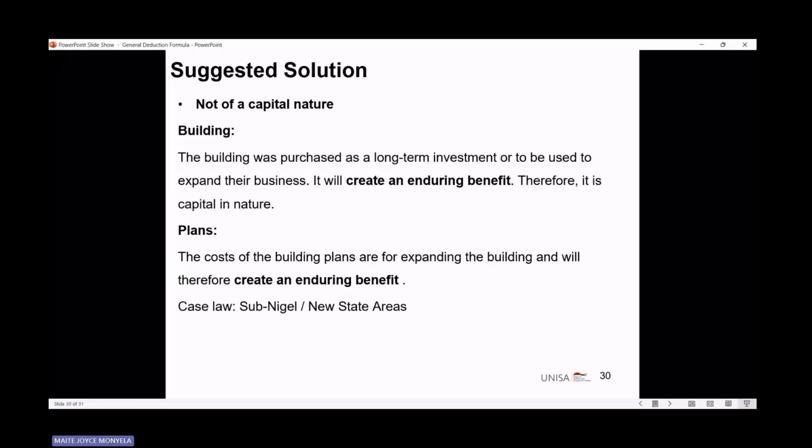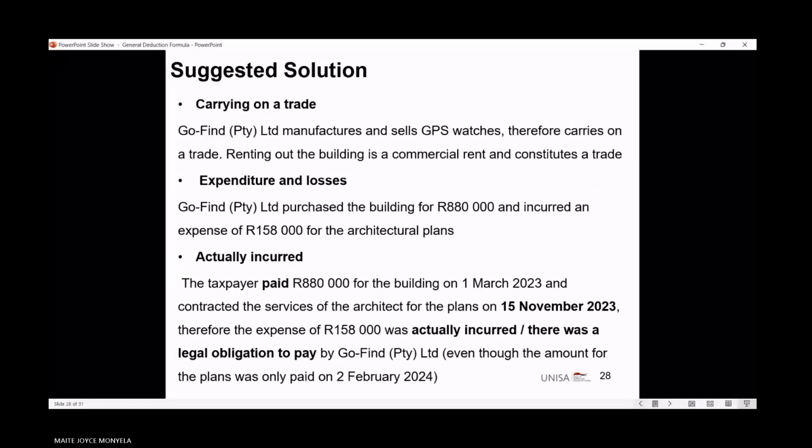So the enduring benefit is really confusing me. I don't know when this applies and when it does not apply. For me, I was going to say it is not of a capital nature because they bought it specifically for rental income and not for the day-to-day business that they normally do. For me to say it was of a capital nature, it would be if they bought the building. The case laws that I was reading are not listed on your list.